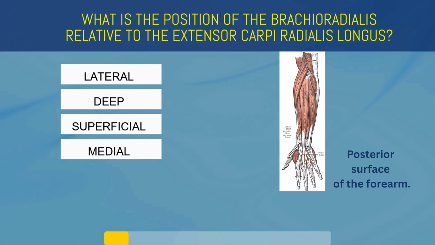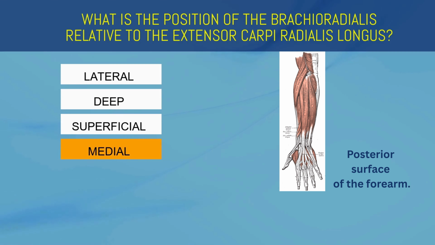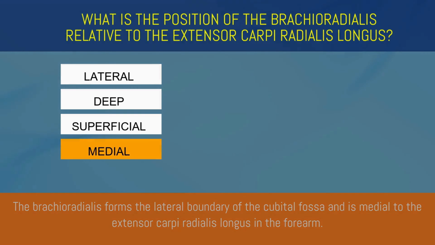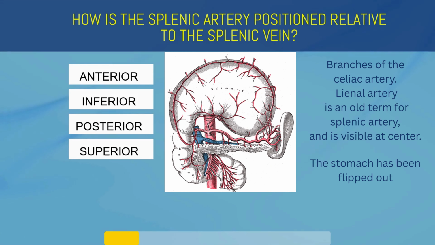What is the position of the brachioradialis relative to the extensor carpi radialis longus? Lateral, deep, superficial, or medial? Medial. The brachioradialis forms the lateral boundary of the cubital fossa and is medial to the extensor carpi radialis longus in the forearm. How is the splenic artery positioned relative to the splenic vein?